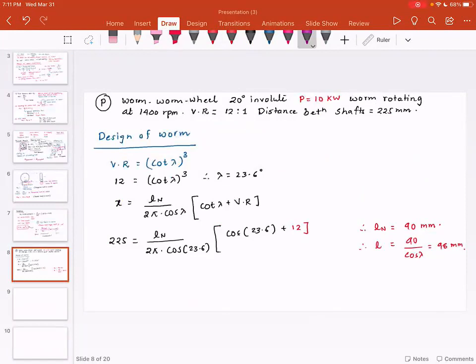So for velocity ratio equal to 12, using a four start worm, which is N is equal to four. And that can be used to find out the axial pitch of the threads, because now I have four starts. So when I have four starts, PA, axial pitch, is equal to L divided by four. And please note, L is axial lead.